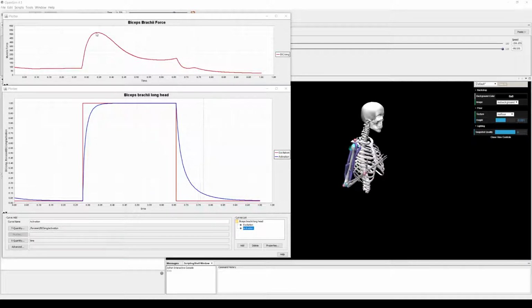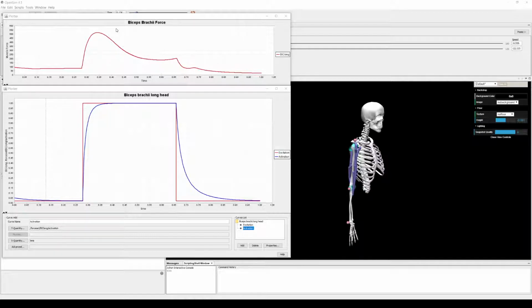A rough conversion, by the way, newtons to pounds, you can just divide it by 4. So at about 0.35 seconds, this peak right here, this long head of the biceps is producing about 100 pounds of force. So we'll start with this mystery. Why is it that even when the muscle is fully activated, say right now, that force production is less than half of what the maximum force production during this motion is?